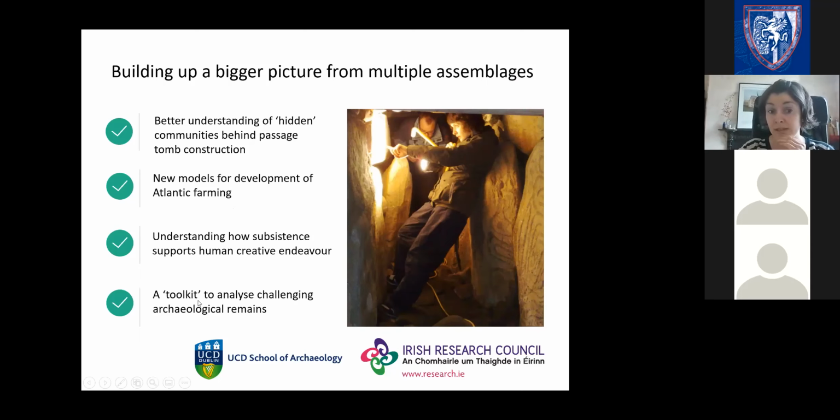And crucially, I think, a really nice side result of this is that all these techniques can be added together to generate a nice toolkit that can be used to target particularly challenging horizons or archaeological remains. So I'll just end it there.